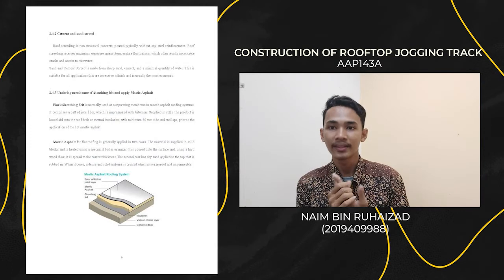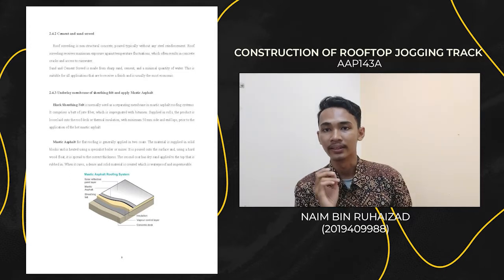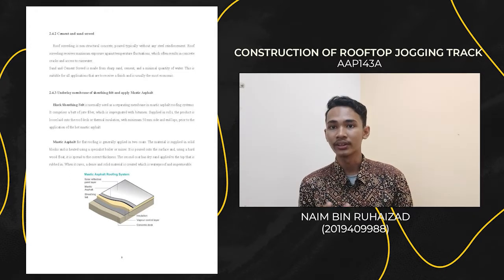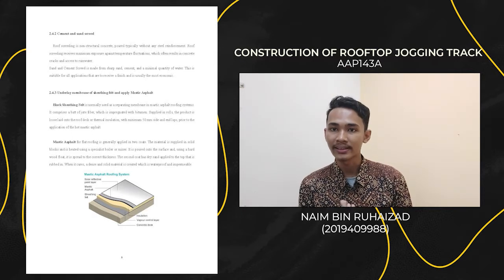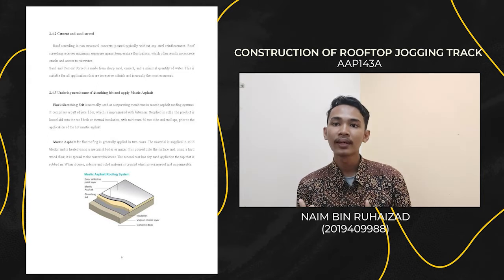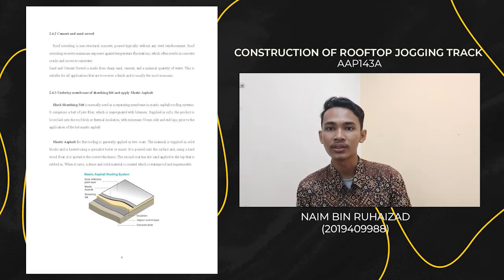Cement and sand screed. Roof screeding is non-structural concrete. Put typically without any steel reinforcement, roof screeding receives maximum exposure against temperature fluctuation, which often results in concrete cracks and access to rainwater. Sand and cement crete is made from sharp sand, cement, and a minimal quantity of water. This is suitable for all applications that are to receive a finish and is usually the most economic.